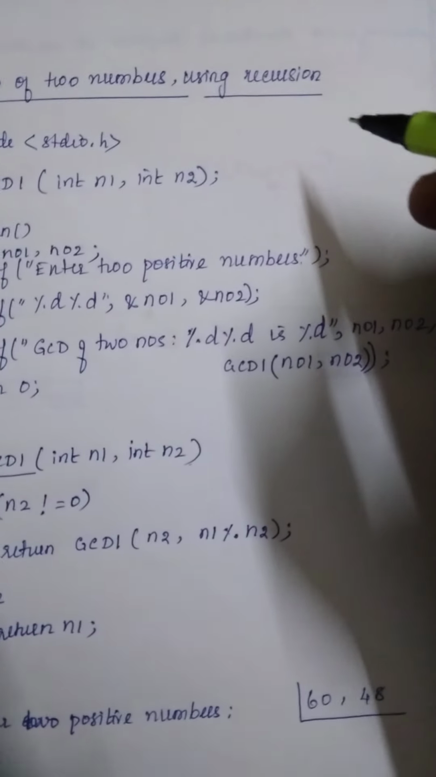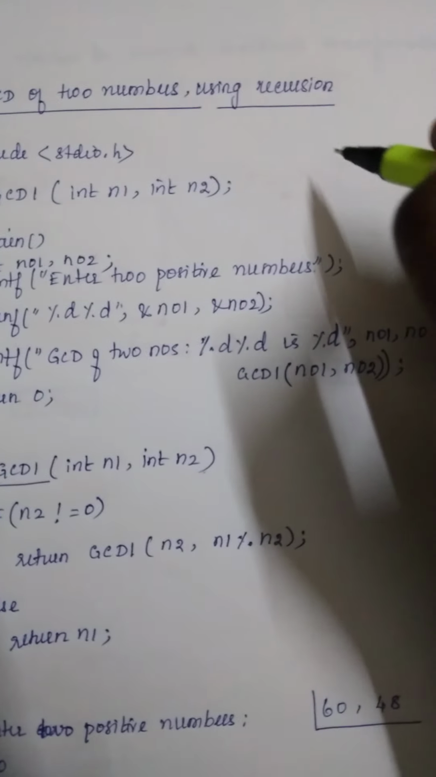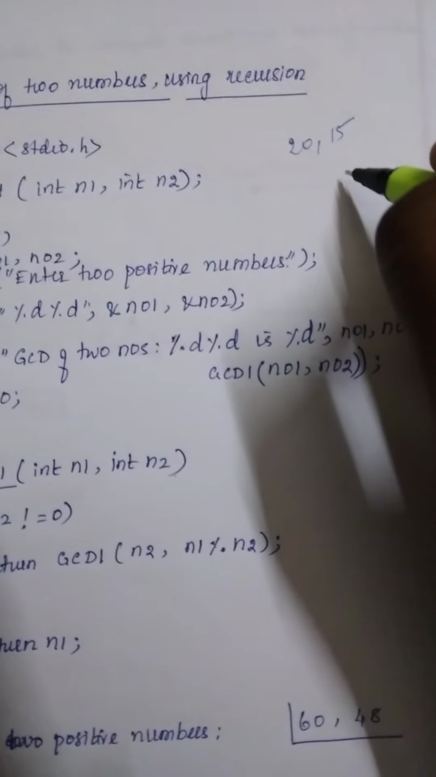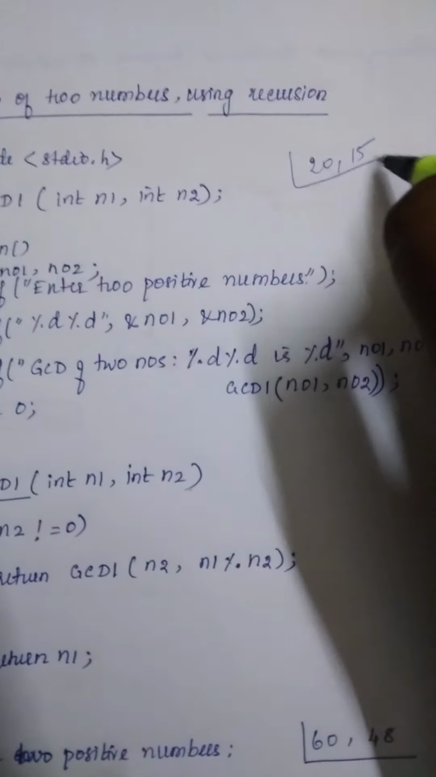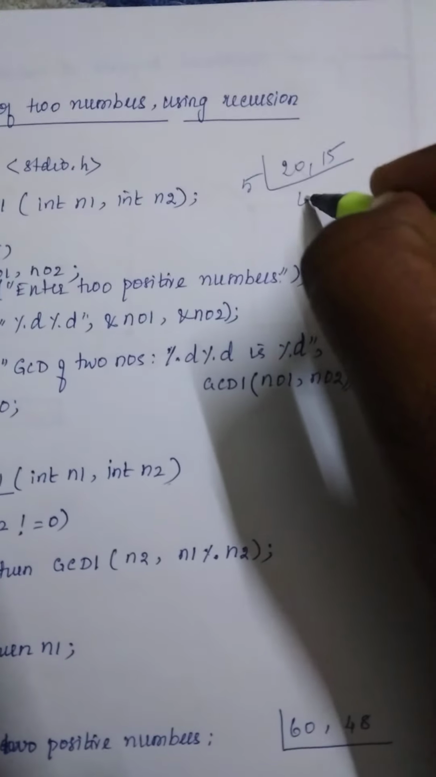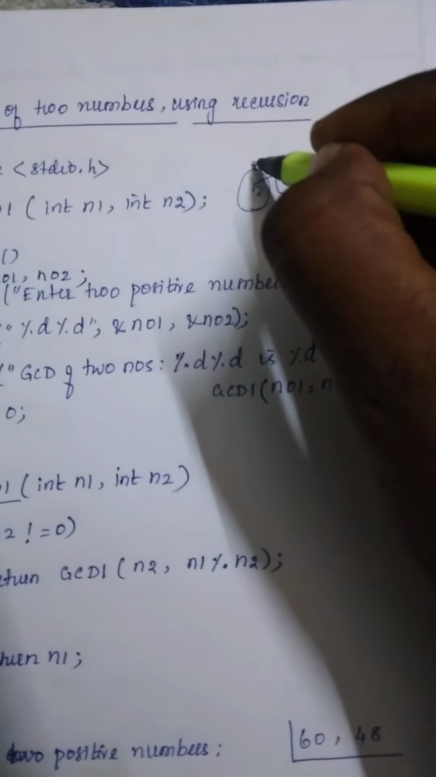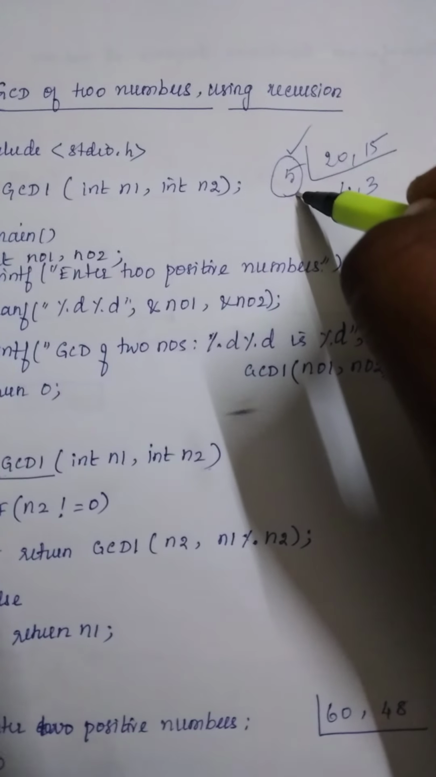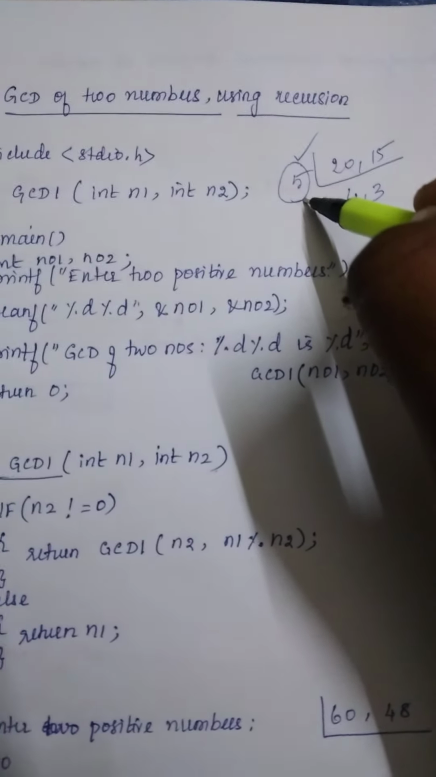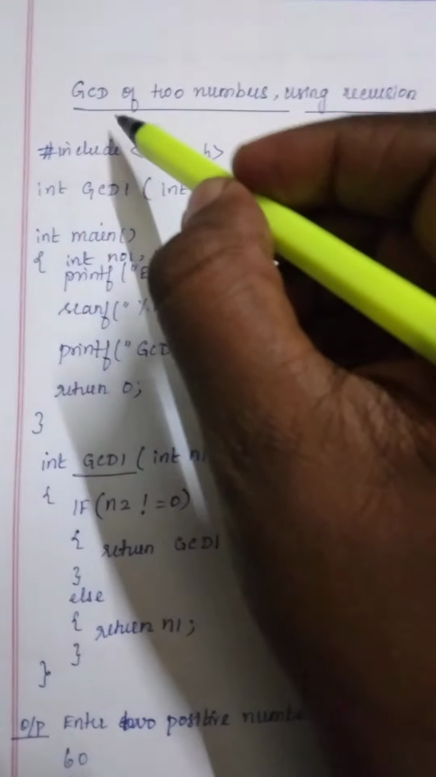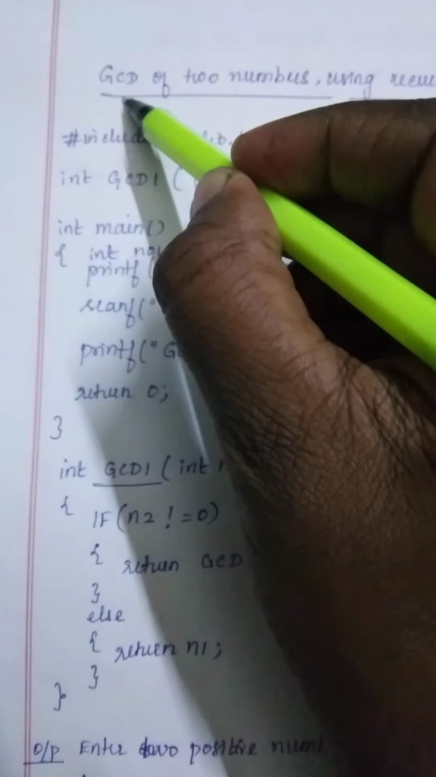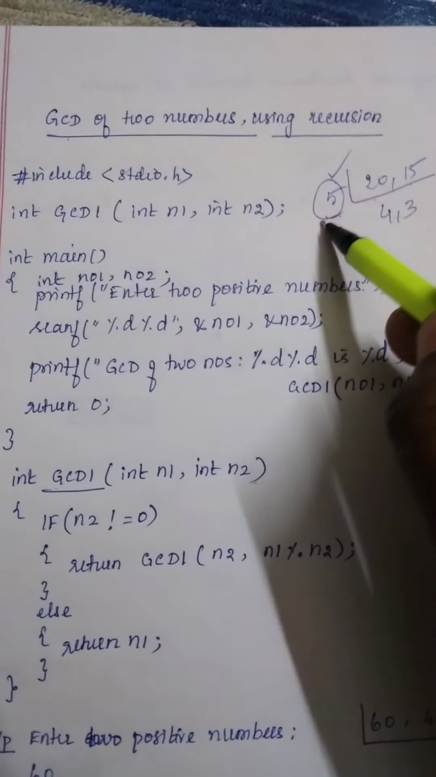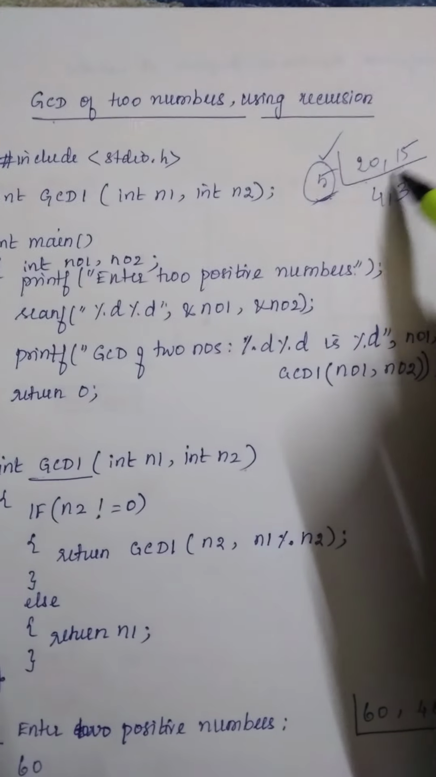For example, GCD of 20, 15 will be 5. How? This is the common factor. So, we need to take the greatest common factor. In simple terms, we can define GCD as the largest number that divides both of them.